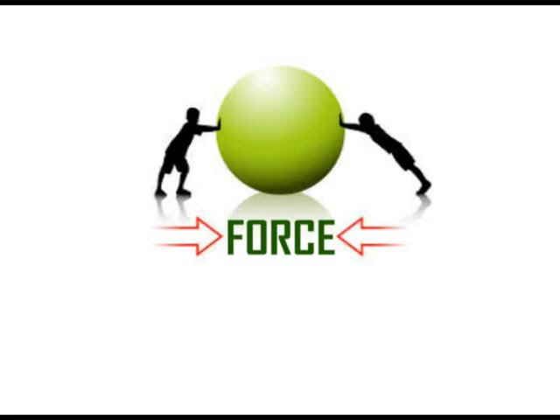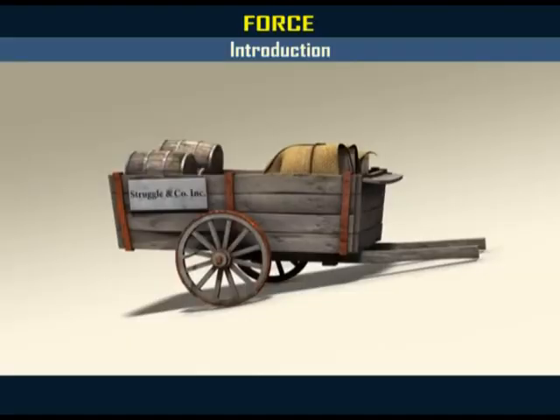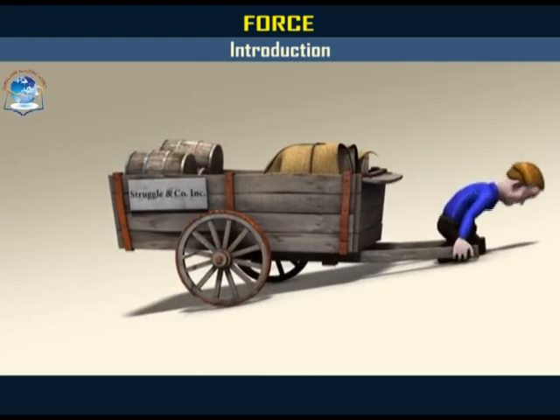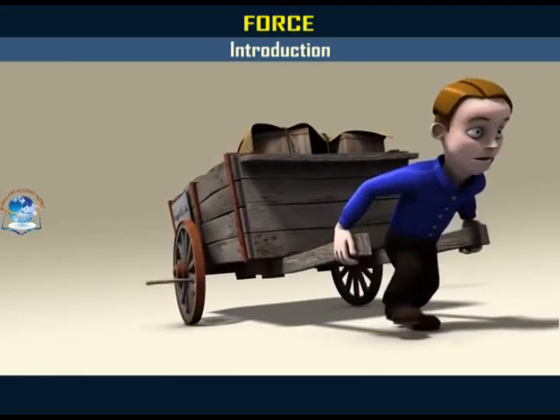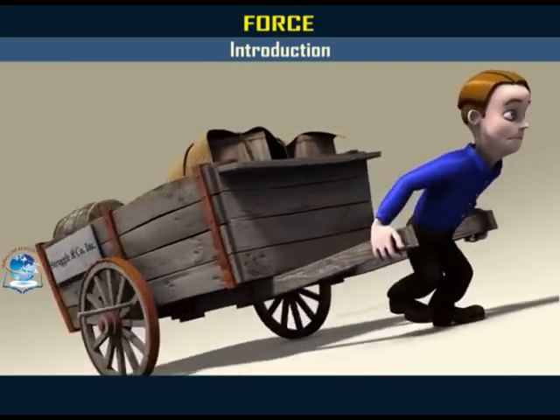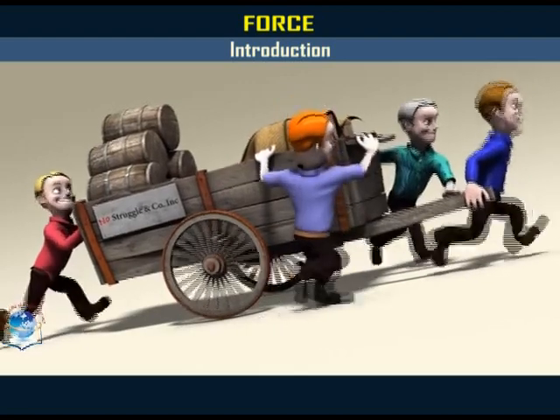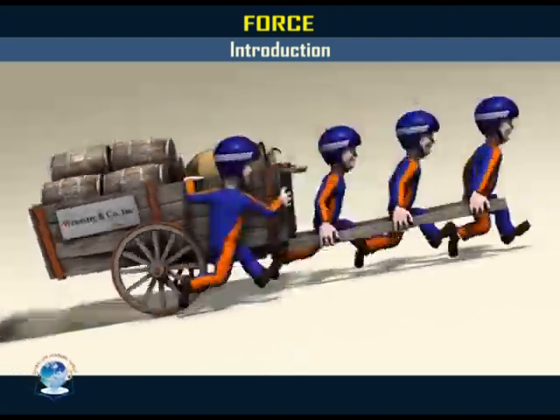Next chapter, force. Now, let us consider these scenarios. First, there is a cart loaded with luggage and which is not moving. In fact, this cart will remain stationary forever unless someone comes and pulls it. When he does it alone, it moves slowly and he appears to be struggling. But when his friends join in, it moves a lot faster and there is no more struggle.